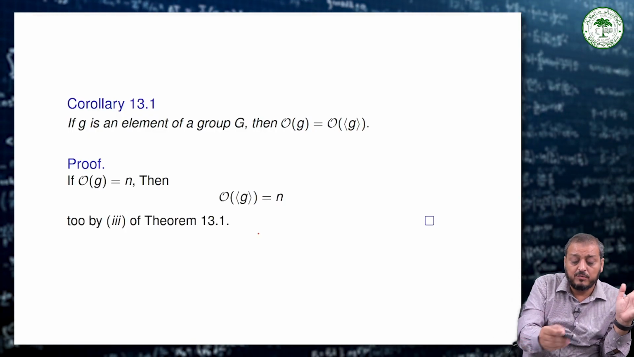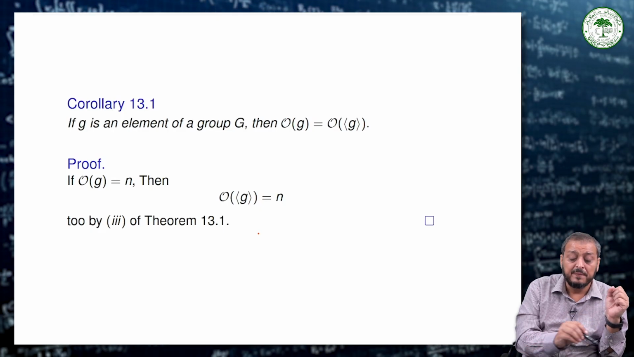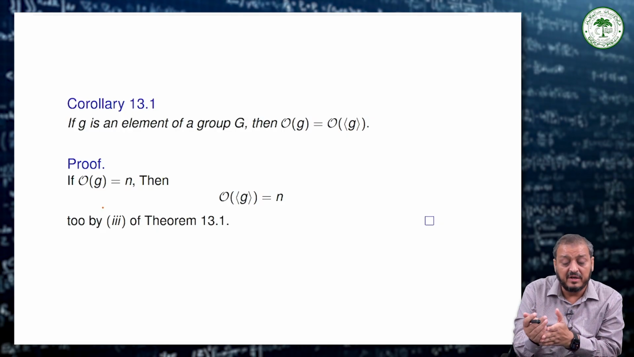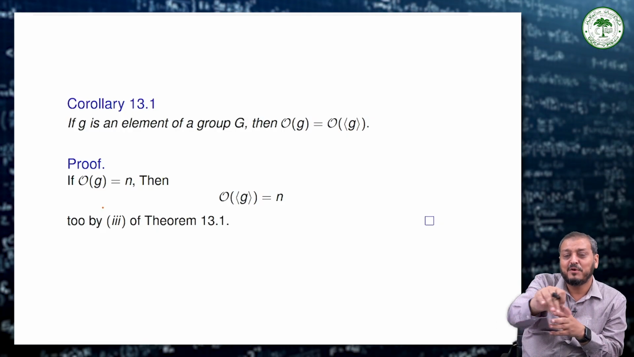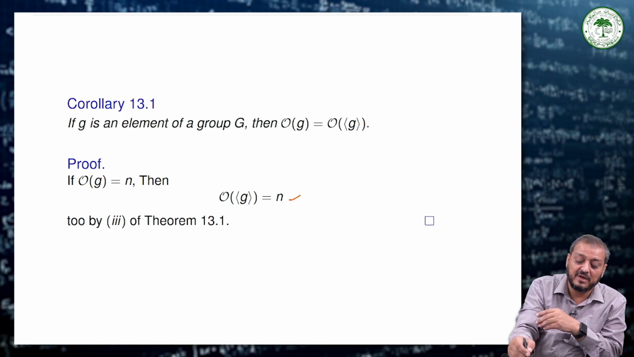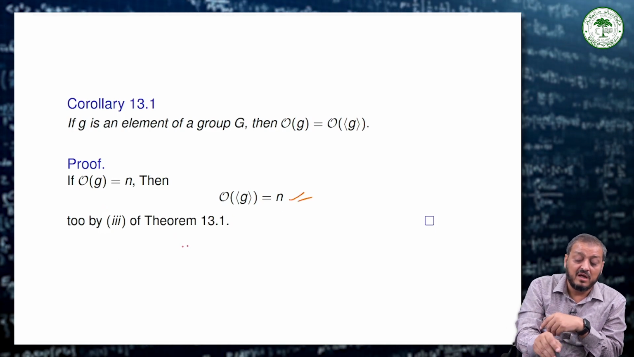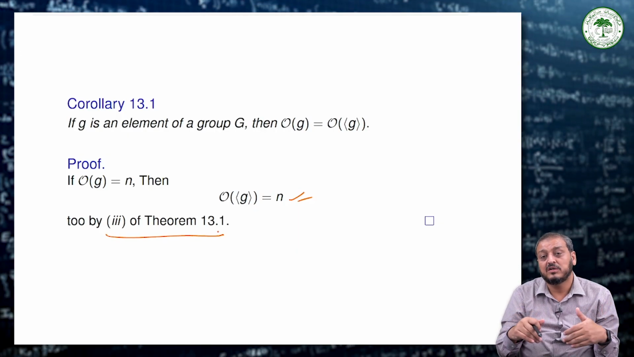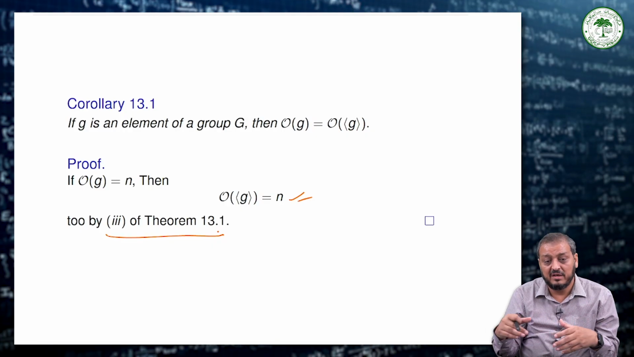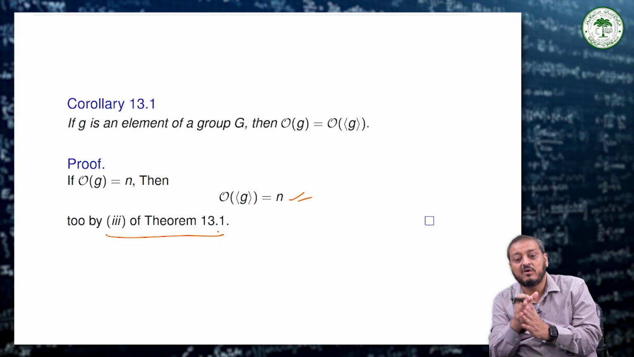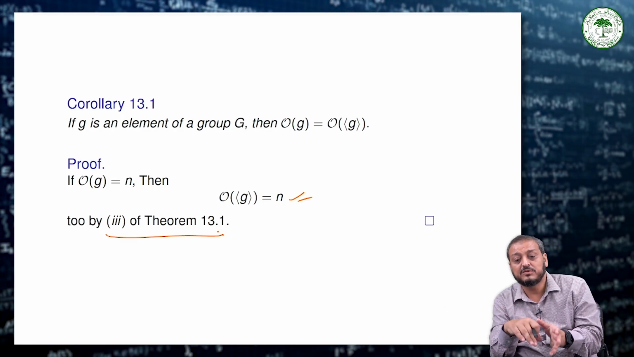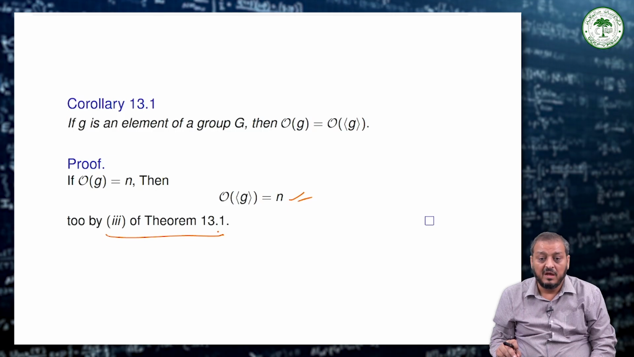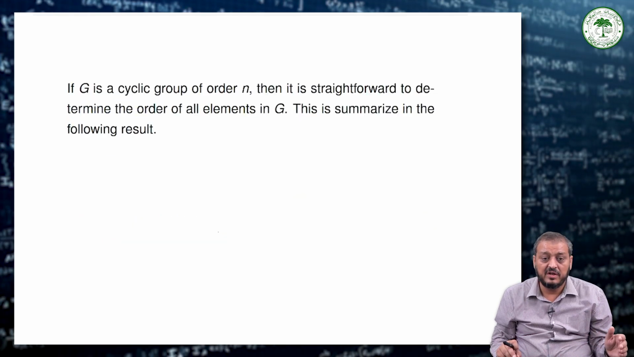The proof is this: suppose we are assuming that the order of g is equal to n. Order of g equal to n means g to the power n is equal to the identity element. Then g to the power n is a member of this generator, so the order of g to the power n is equal to identity too. Then by the third part of the previous theorem, if the group is finite, then all the powers are distinct. So this means the order of the generator is equal to n. So this is trivial.